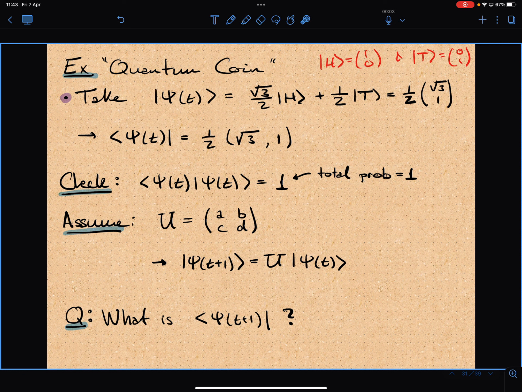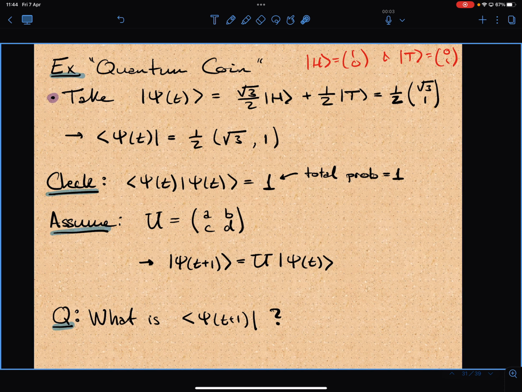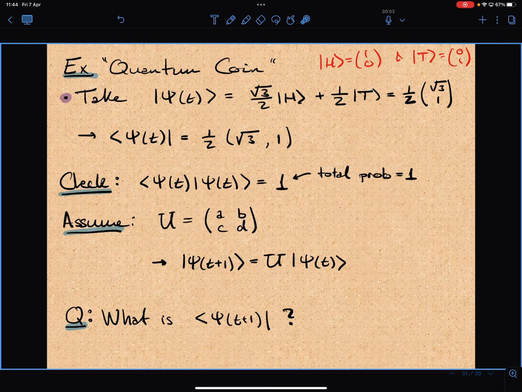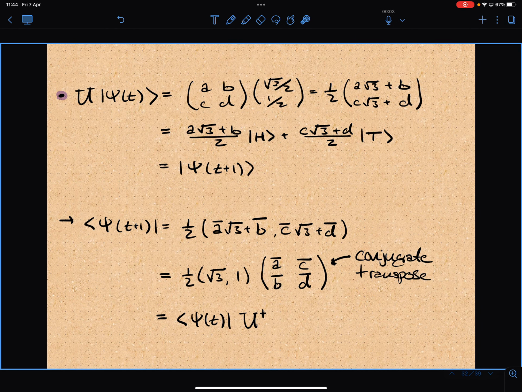And we want to figure out what this dual vector is in terms of U and psi of t, the dual one, so that we can compute that the total probability remains equal to 1. So this is the goal. We're trying to figure out what conditions we need on U so that at time t plus 1, this condition is still true, that we have total probability equal to 1. So let's actually work it out explicitly.